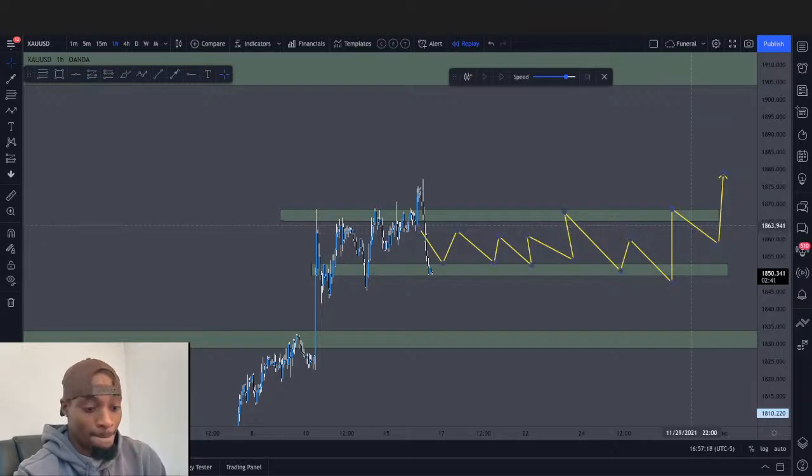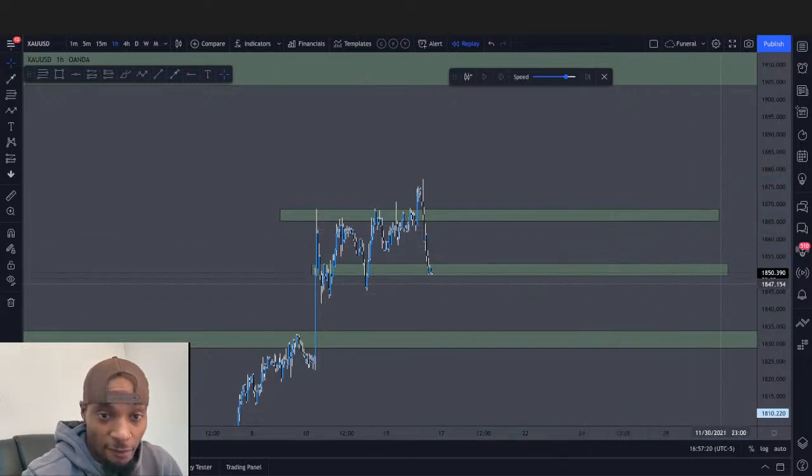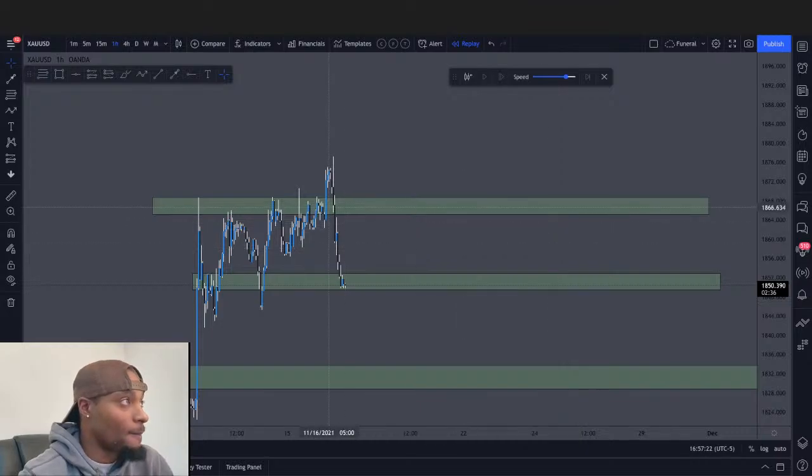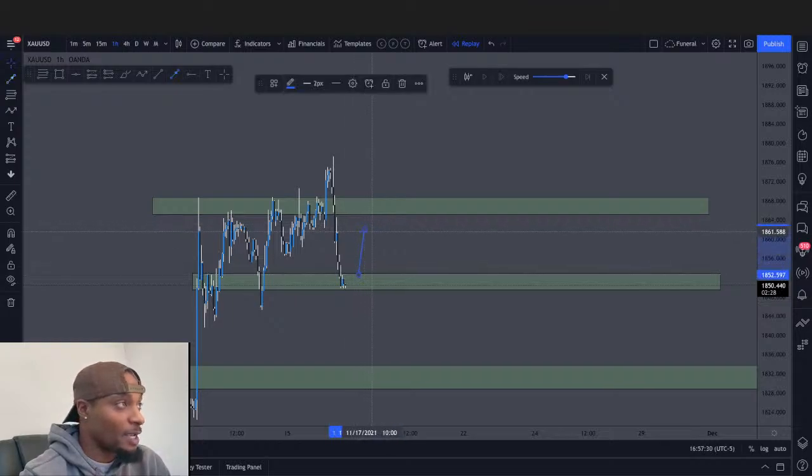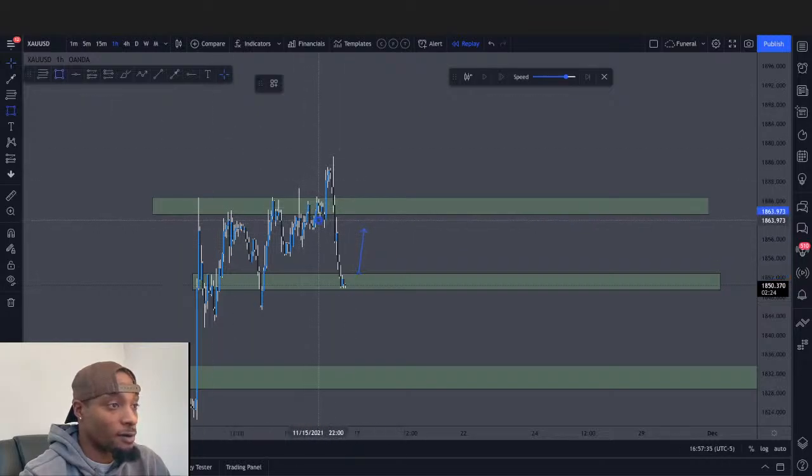So what can we look for from here? XAU USD. I'd like to see a move back up in this level, somewhere right around in here. We have this level that was broken.